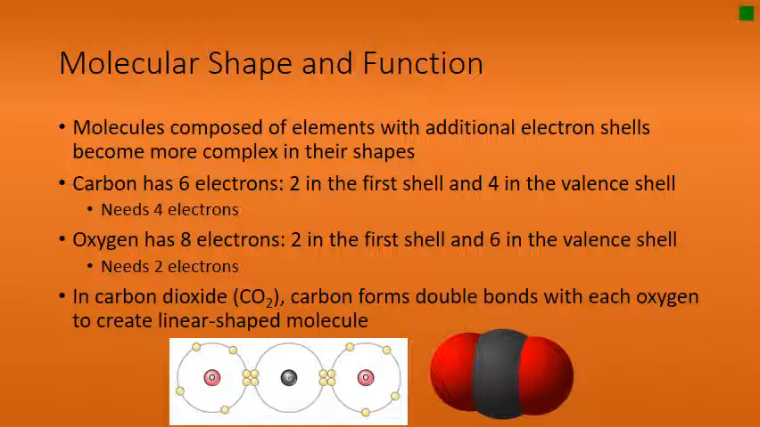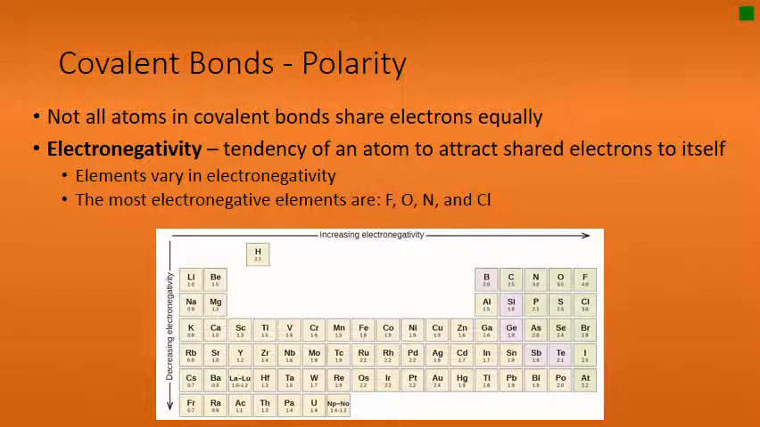Every atom has a full valence shell, but notice that none of the orbitals on carbon contain non-bonding electrons, so the shape that carbon dioxide takes is linear. Remember that water's was bent because those non-bonding pairs distorted the geometry. So that takes care of covalent bonds, and it takes care of the most elementary shapes.